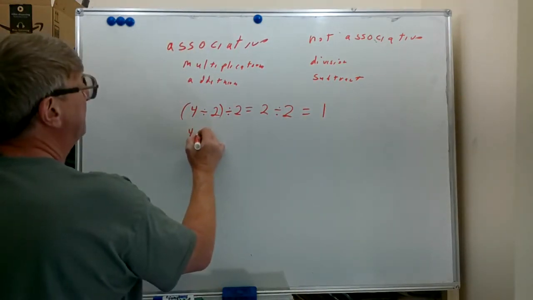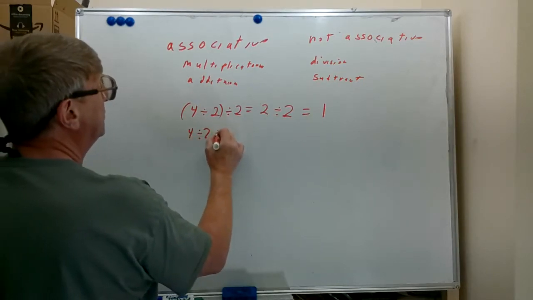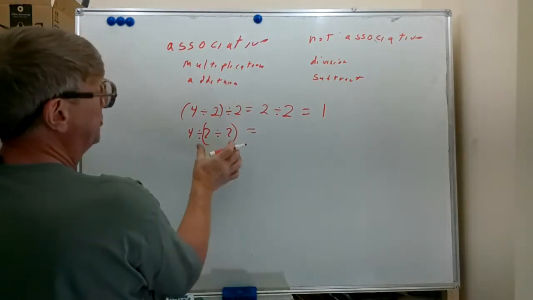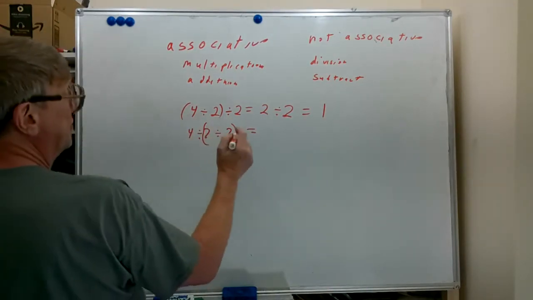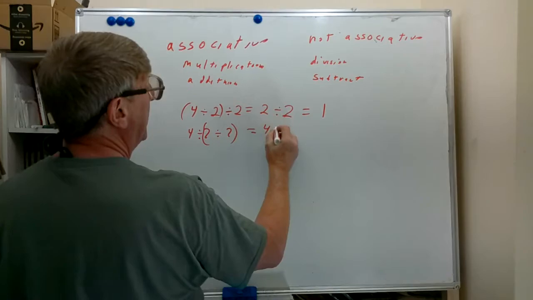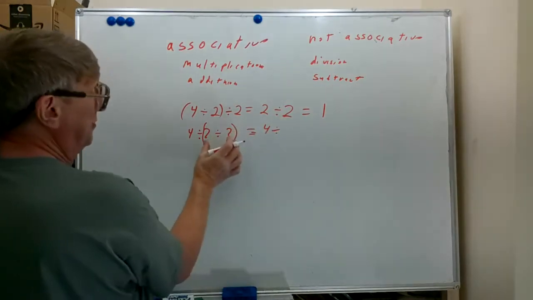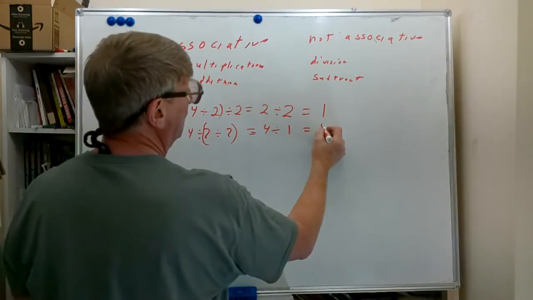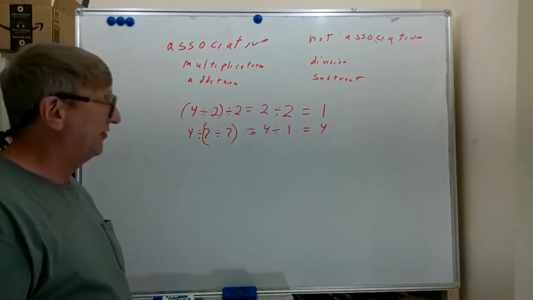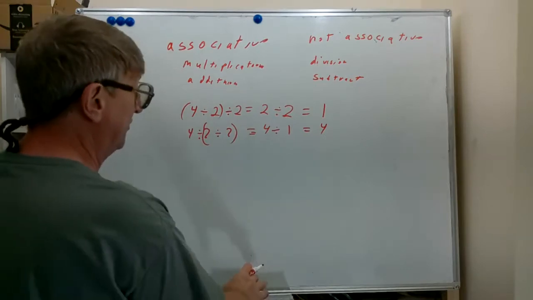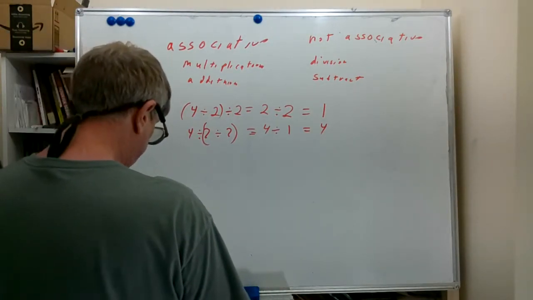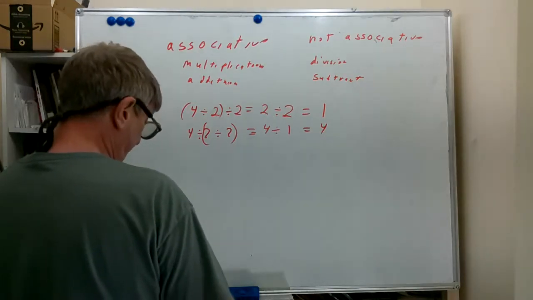Take the same thing, 4 divided by 2, associate it differently. Do the part in parentheses first. We won't do anything with the 4. 4 divided by, now we do the part in parentheses, is 1. 4 divided by 1 is 4. So you see we got a different answer when we associate them differently with division. And let's do one with subtraction too.